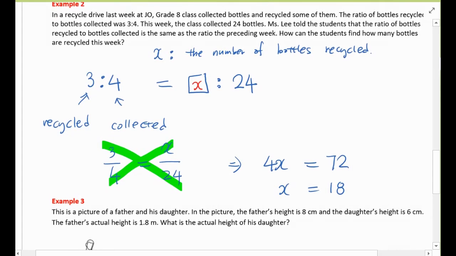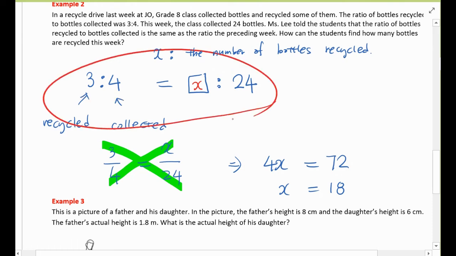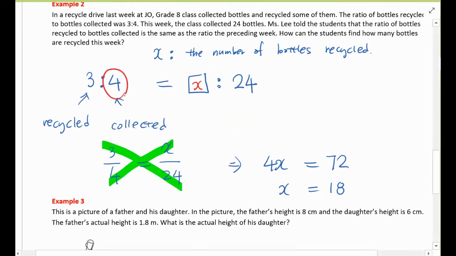Okay, there is actually an easier way to solve this problem. Everyone, we know recycled to collected is 3 to 4, and this is the same ratio as this one. So I want you to take a look at this. 4 became 24. To make 4 to 24, what number do we have to multiply? Times it by 6. Is that right?